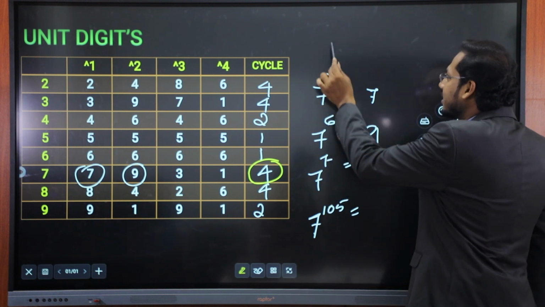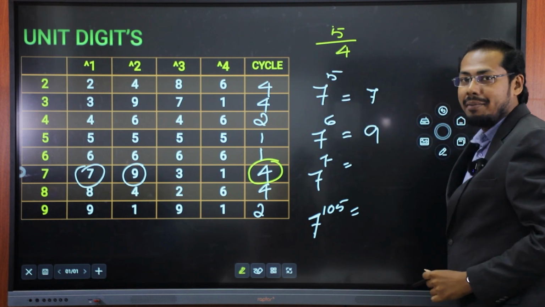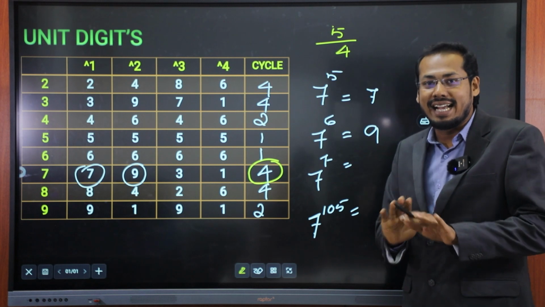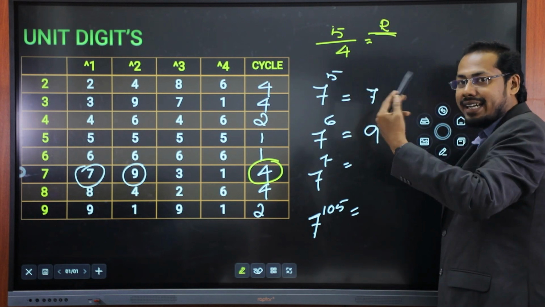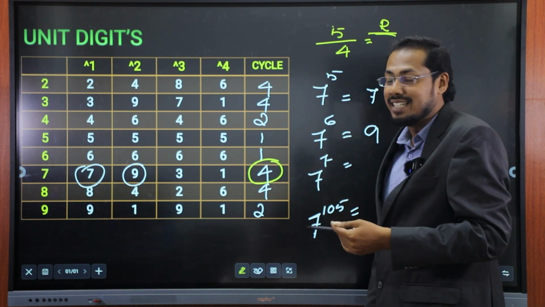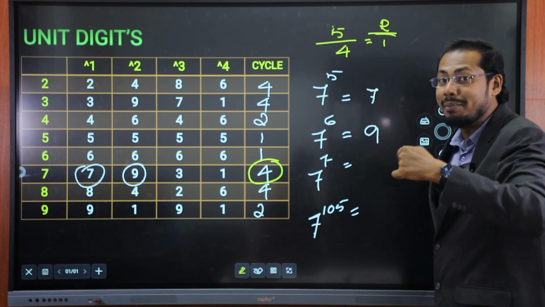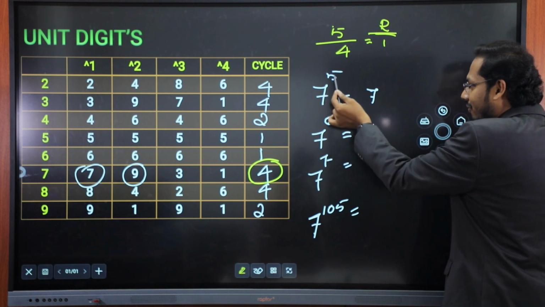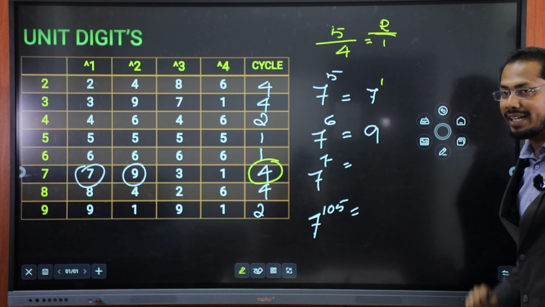So let's take this 5, right? My cycle is 4. 5 by 4, there is only one 4, but I don't need the answer. I need the remainder. How many times it is circling here is not important. At last it got only 1 remainder. 5 by 4, one 4 is there, remainder is 1. So instead of 7 power 5, if I write 7 power 1, that is easy for me. Remainder is 1, so I am writing 7 power 1.